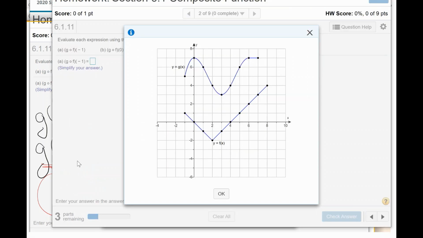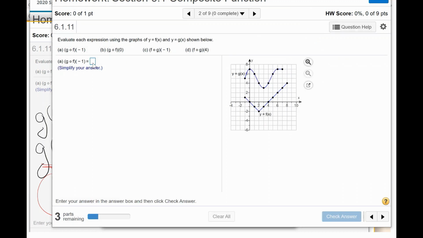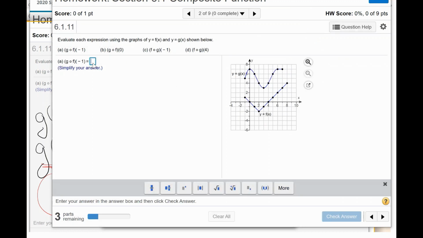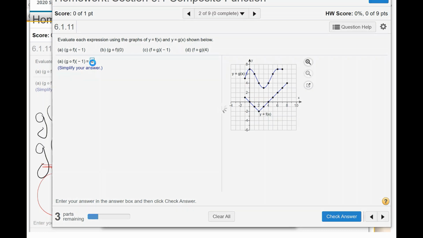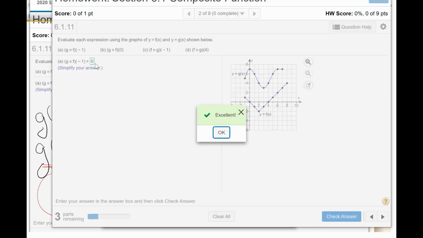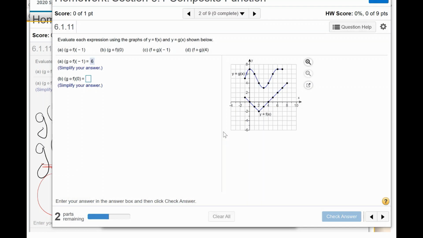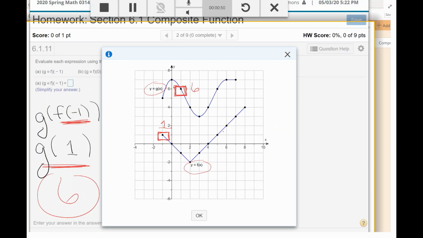Where is it? Right here. Okay. Let me put this answer in. This is 6. And make sure I got it right, because if I don't, I need to reevaluate. Now the next part asks you to find g of f of 0. So let's switch the screen over.